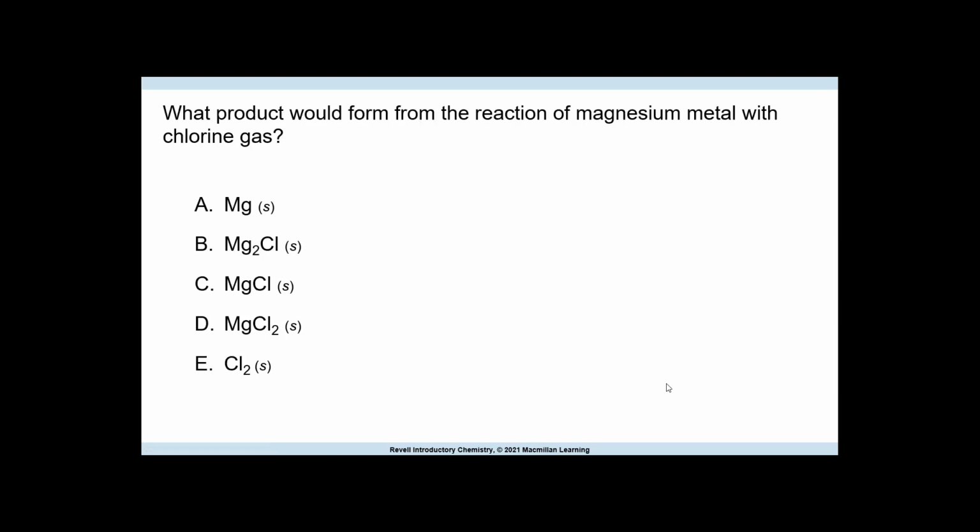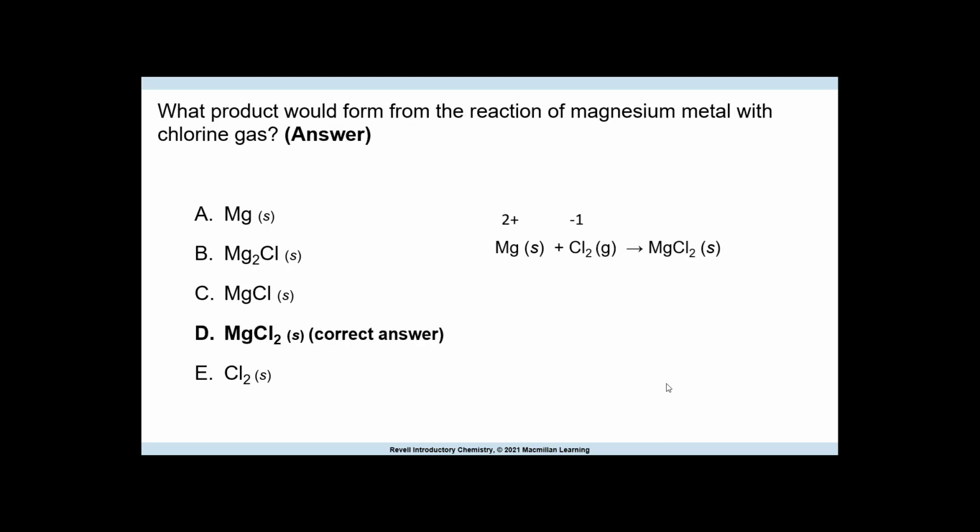What product would form from the reaction of magnesium metal and chlorine gas? So this is asking you to balance an equation. That's what this is asking. You have to put this out. So it would be magnesium plus chlorine gas, which is a diatomic molecule. And then you would put them together. Because remember, this is a synthesis. So these are going to be joined together. So you don't necessarily even have to balance it, but you've got to know that these come together and what that final compound would be, even if you don't know the coefficients in front of it.